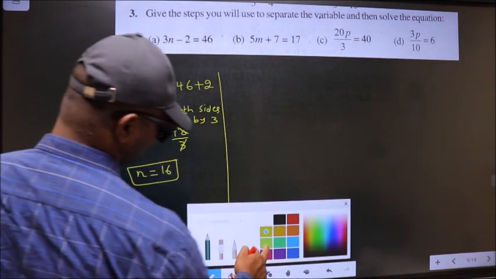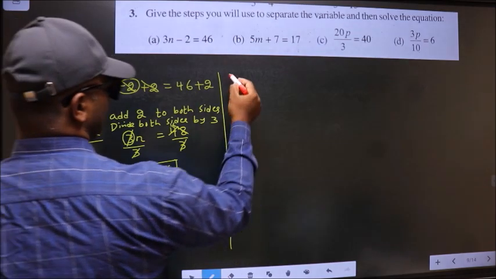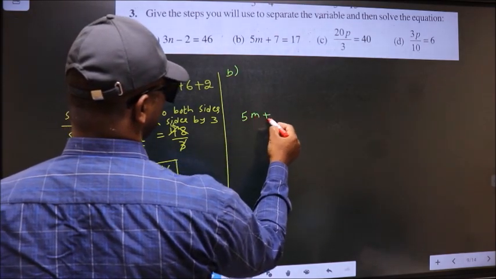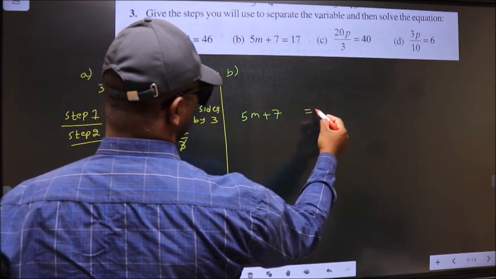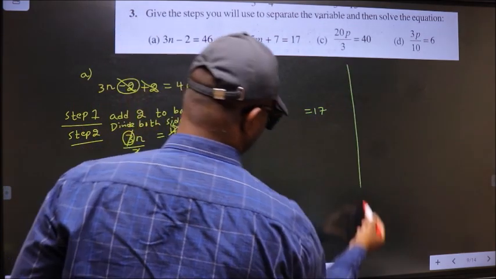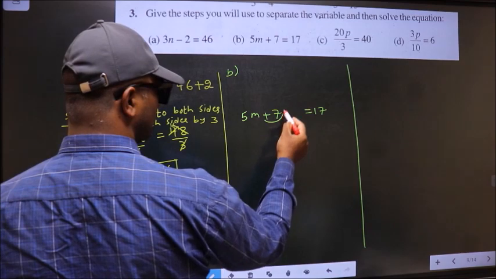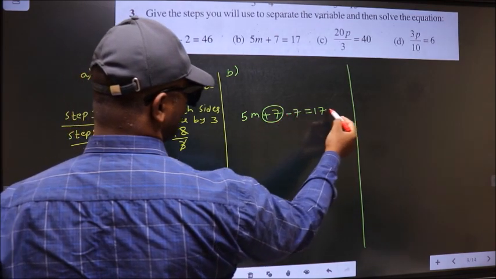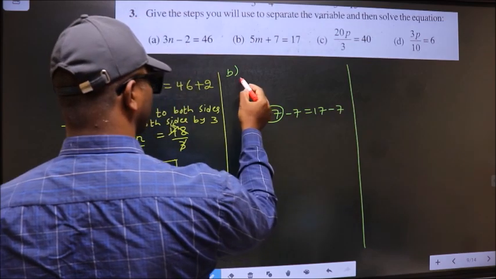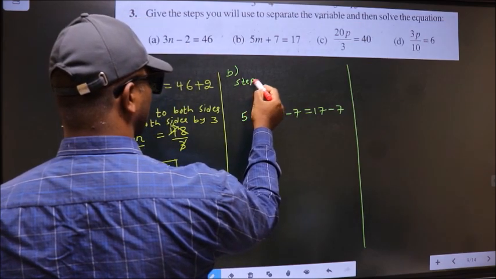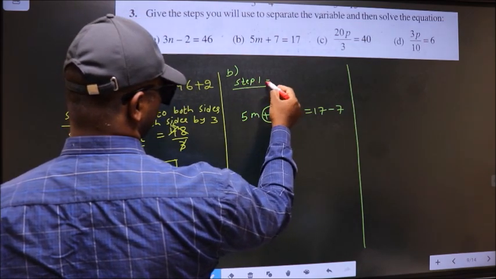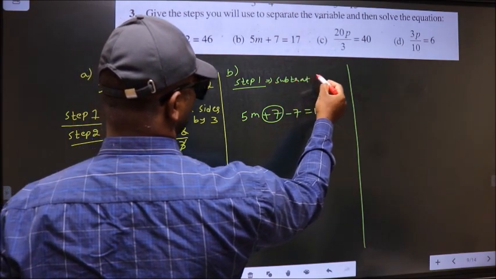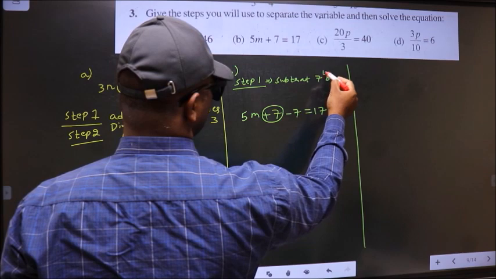Next, B. 5m plus 7 equal to 17. First, we should remove plus 7. To remove plus 7, you subtract 7 on both sides. So your step 1 is subtract 7 to both sides.